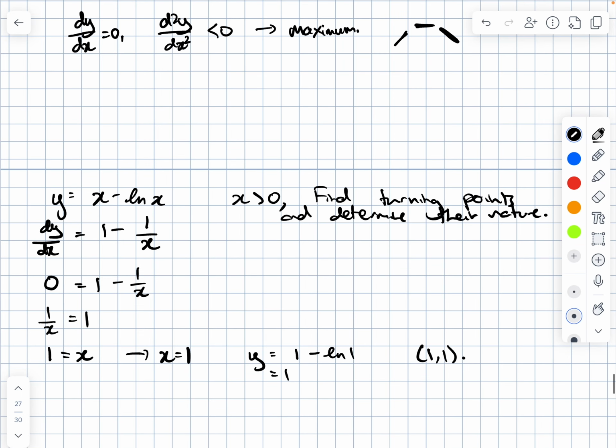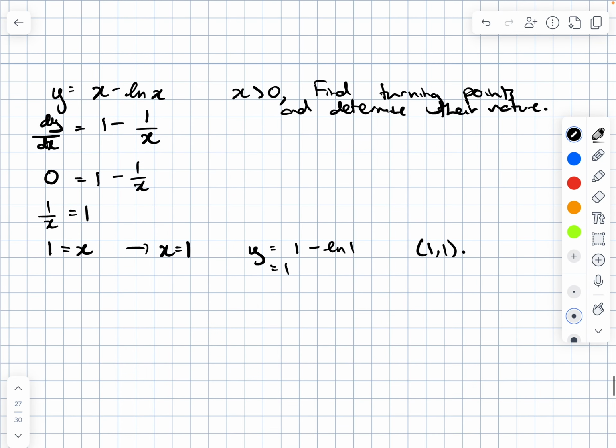Now to determine its nature, we're going to look at both options. Option 1 is to find the second derivative. So we're going to go back to dy dx, and we're going to differentiate. Well, to differentiate 1 over x, we firstly need to write this as x to the power negative 1.